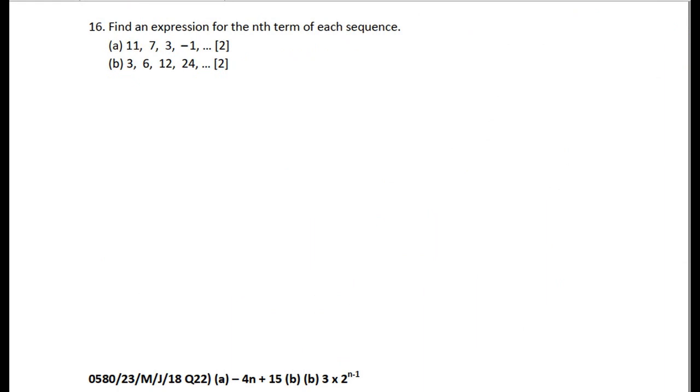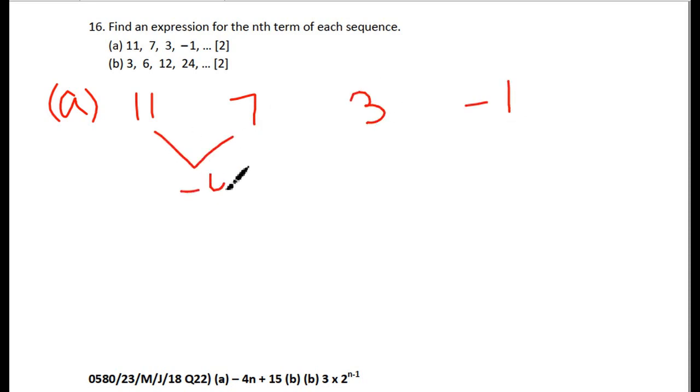Classwork question for today, question number 16, part A. Find an expression for the nth term of each sequence. Part A is 11, 7, 3, minus 1. What is happening over here? We have to subtract 4, then again minus 4, then again minus 4 to get to the next term. So this is simply first level common difference, also called a linear sequence.